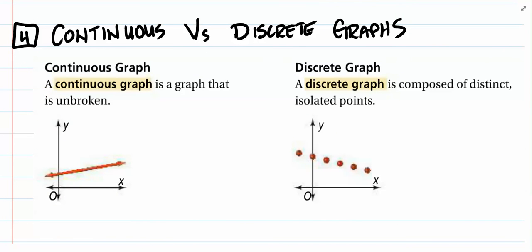Box number 4 is the idea of continuous versus discrete graphs.